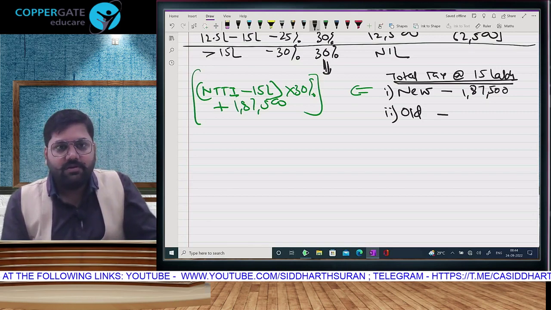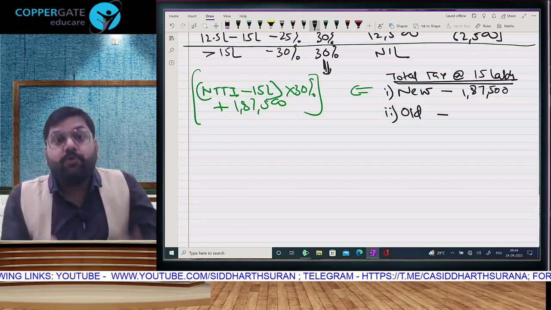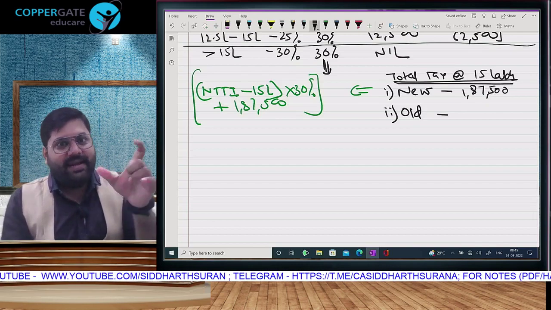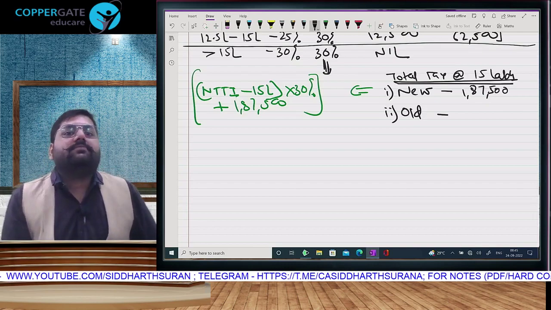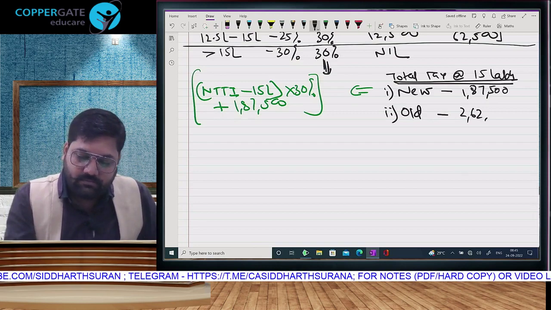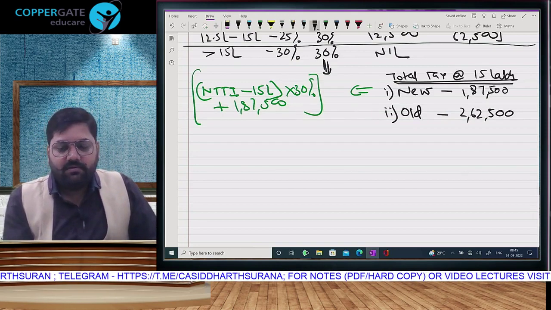So give me the amount. Tax at 15 lakhs. In the new regime it is 187,500 fixed. In old, how much? 10 lakh tak fix and excess ka 30. Mila? Everyone?